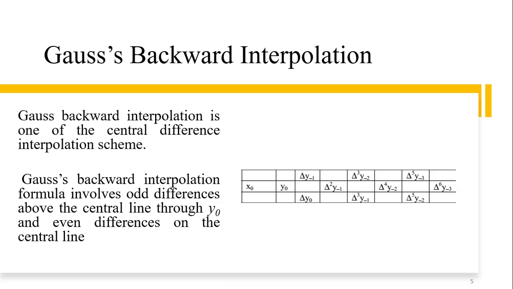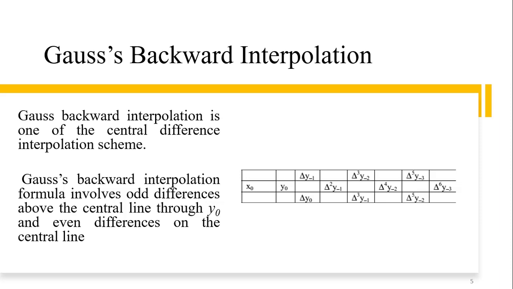So Gauss's backward interpolation. As I have told you before, Gauss's backward interpolation is a type of central difference approximation. In central difference approximation, if you want to approximate your data near the central point, near the midpoint you can say, then we prefer the central difference approximation. In central difference approximation there are different techniques. So Gauss's backward interpolation is one of them.